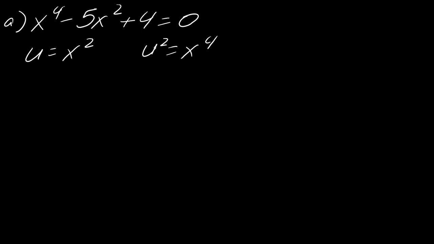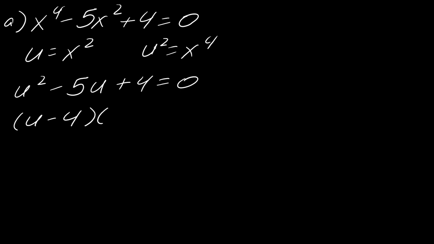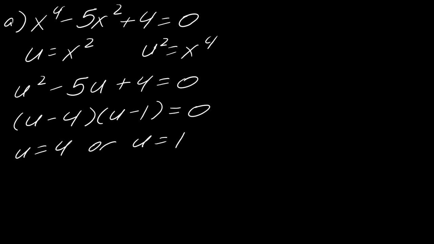So now I can make those replacements. So x to the 4th now becomes u squared. Nothing happens to the 5, and then the x squared becomes a u, and then this is plus 4. So now I can go ahead and factor this. So this will factor as u minus 4 and u minus 1. So then my 2 solutions are u equals 4 or u equals 1. So now I have to go back and replace my u back with the x squared. So now this is going to be x squared equals 4 or x squared equals 1.